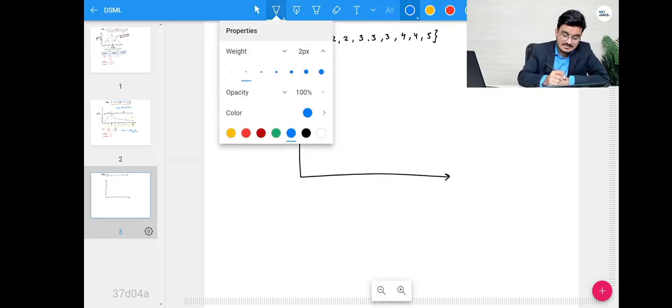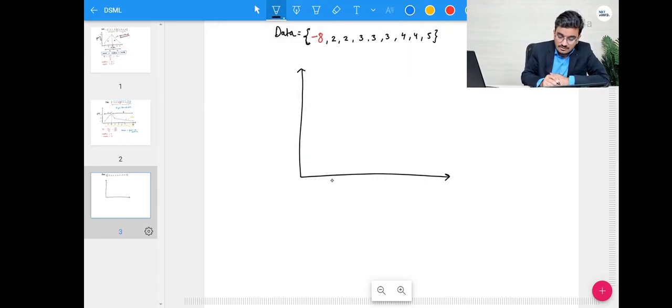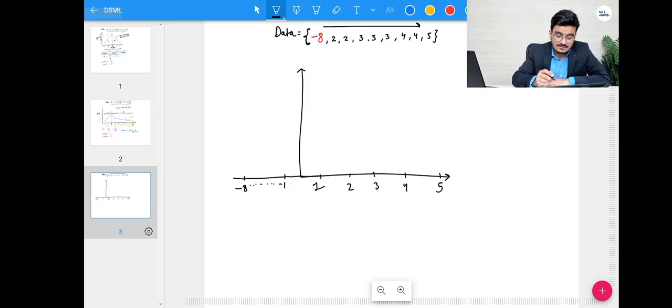So in this data again, we can plot the points. This is the data given to us. We can plot the points like this. Let's say this distribution will go like this. We have -8, -1, so on till -8. Here we have 1, 2, 3, 4, and 5. Right? Let's plot the frequency of these points.